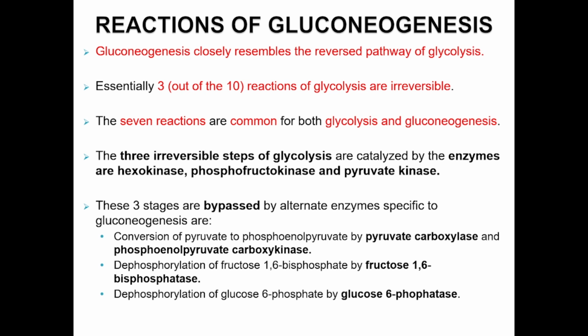So conversion of pyruvate to phosphoenol pyruvate is bypassed here in gluconeogenesis. First, we want to go from pyruvate to phosphoenol pyruvate. To do this, we need 2 enzymes actually, not only 1. The first one is pyruvate carboxylase, and the second one is phosphoenol pyruvate carboxykinase.